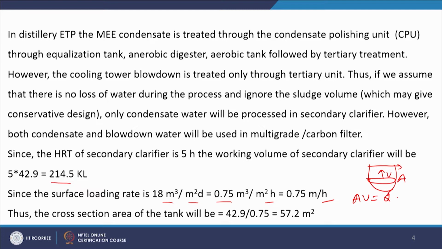So, we have to calculate the value of A. A is equal to Q by V. Q in this case is 42.9 meter cube per hour, or say 42.9 kiloliter per hour, and here we are getting that V is equal to 0.75 meter per hour. So, the area is coming as 52.2 meter square. If we get the value of area, then we can get the diameter.